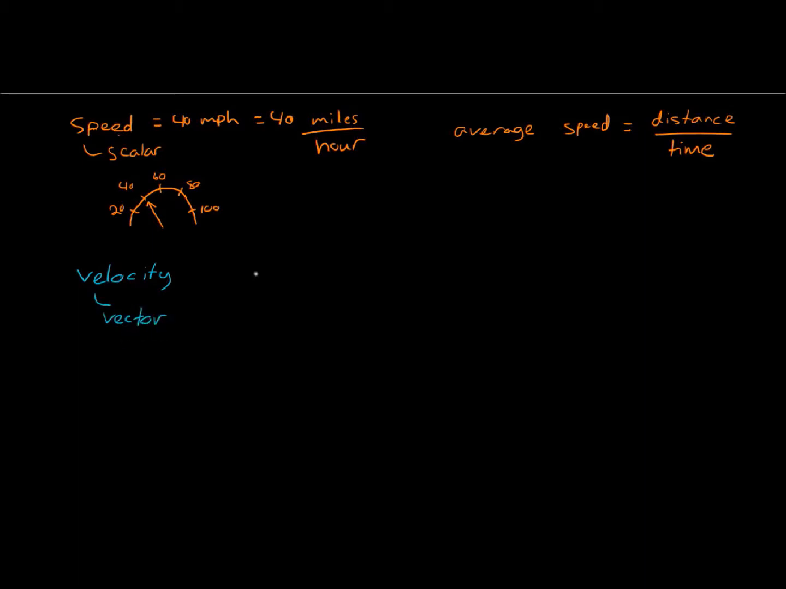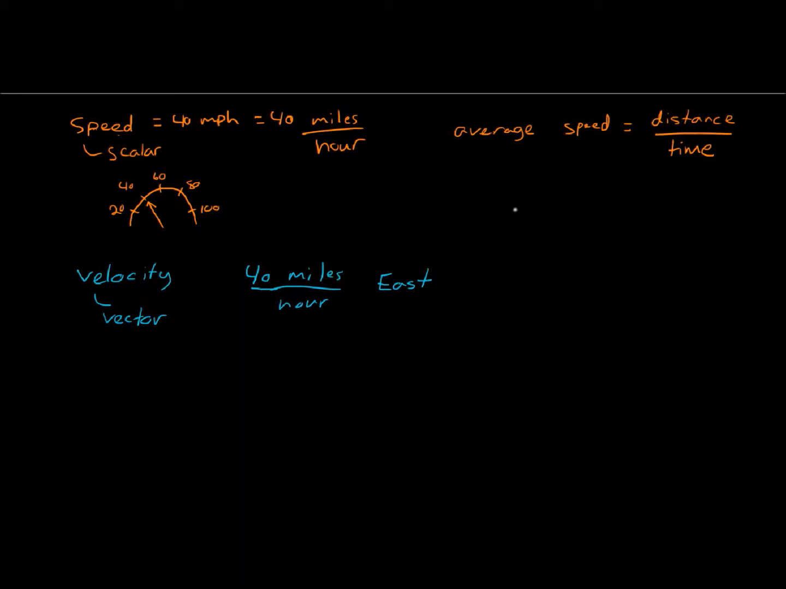So if I were to say I'm traveling at 40 miles per hour, that's just a speed. But if I were to say I'm traveling 40 miles per hour to the east, now I have a direction, and I now have a velocity vector, because the difference between a vector and a scalar is that a vector has a direction.